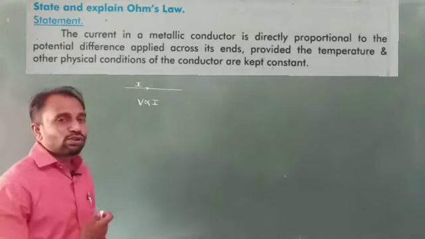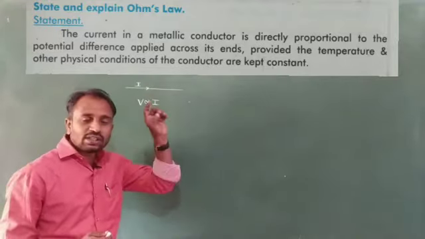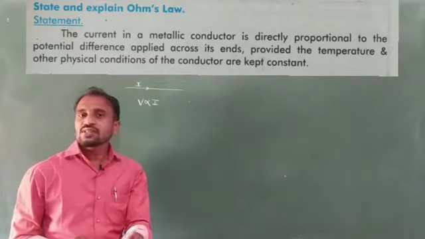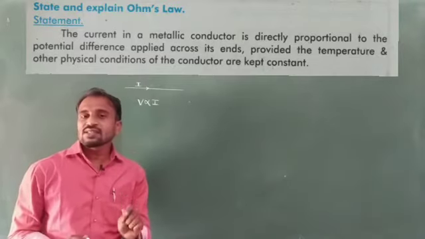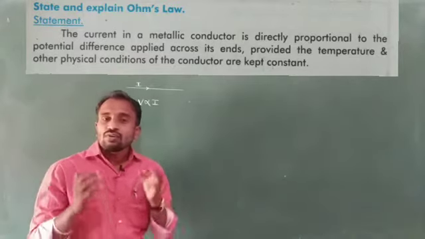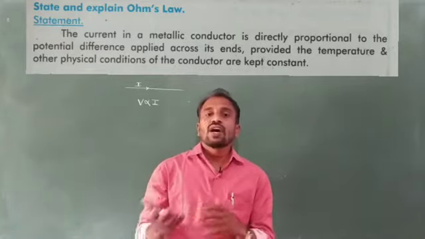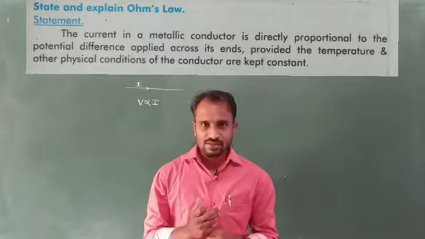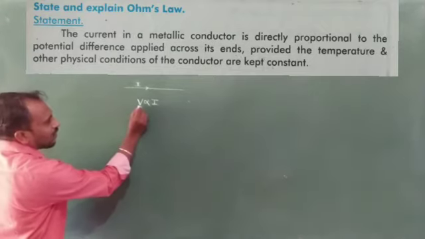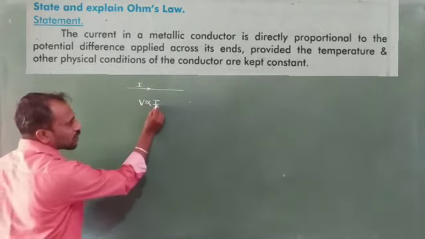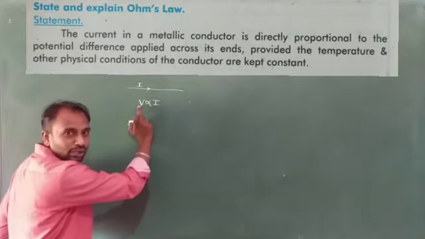In the definition of Ohm's law, the electric current flowing through a conductor is directly proportional to the potential difference at a constant temperature. Why constant temperature? Because whenever the temperature of a conductor changes, the electric current value changes because of resistance. So the potential difference is directly proportional to the electric current.